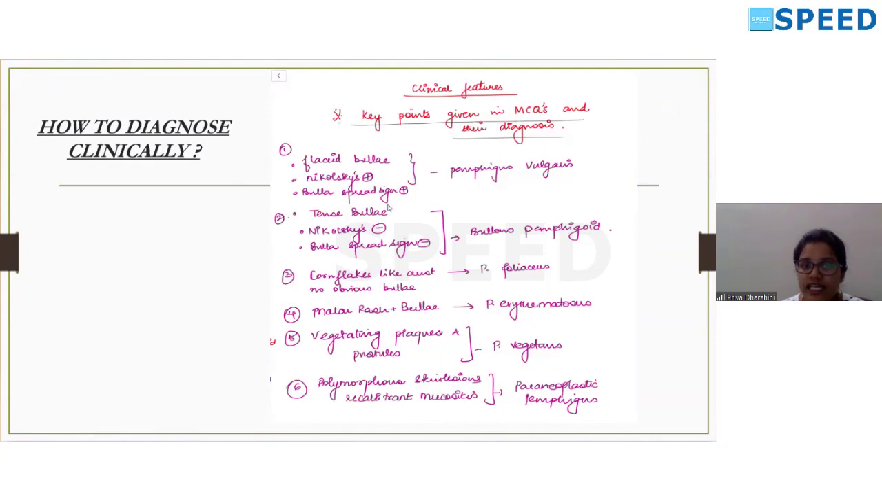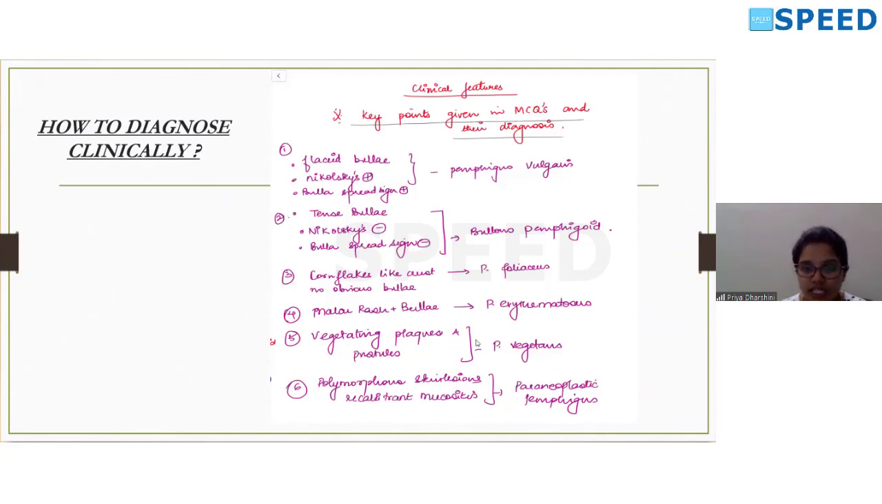And apart from this, flaccid bullae, Nikolsky sign, and bulla spread sign, with cornflake-like crust will be seen in case of pemphigus foliaceus. So this is a key point towards pemphigus foliaceus. In pemphigus foliaceus, the split is at the subcorneal level, so you won't have obvious bullae, but crusting will be there. So this cornflake crust will be seen in pemphigus foliaceus. And malar rash and bullae, something related with SLE, or an SLE variant of pemphigus, so pemphigus erythematosus can occur with this presentation.